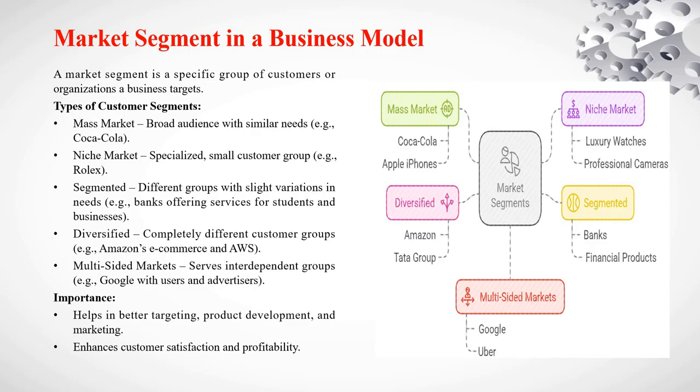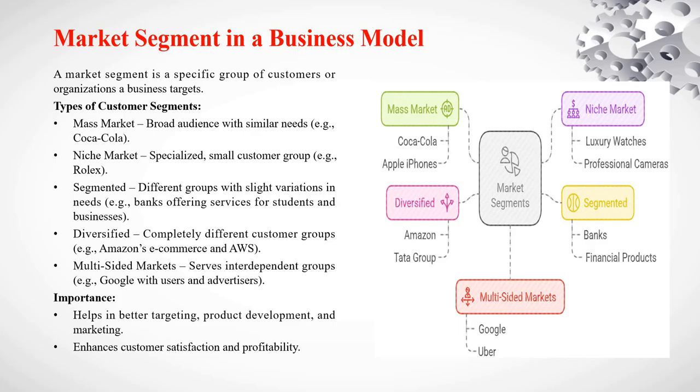So in the mass market, the business targets a large, broad audience with similar needs, and products are standardized and appeal to many customers. An example here is Coca-Cola. Then you have Apple phones, Amazon. Second is the niche market, which focuses on a specialized small group with specific needs and requires tailored products and services. An example here is luxury watches like Rolex, professional cameras like Leica, and organic food brands.